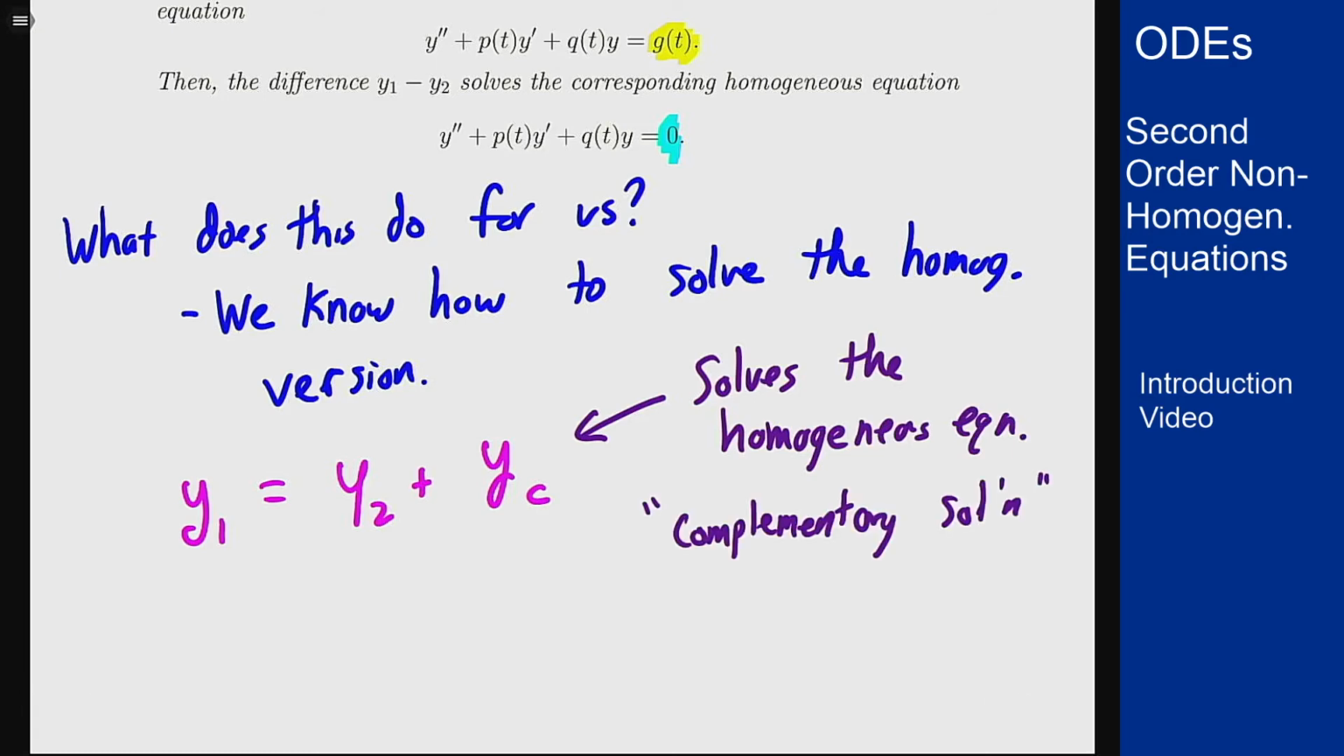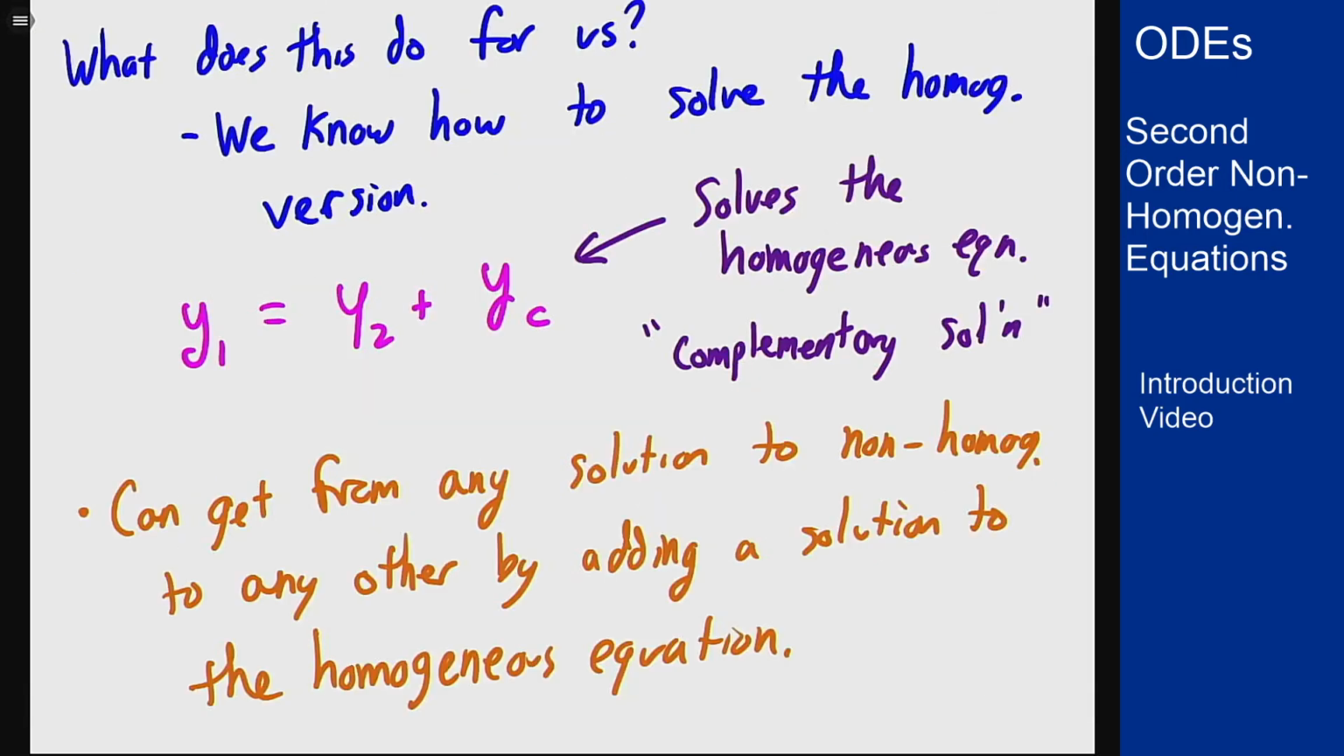And this works for any functions that solve the non-homogeneous equation. So it means that I can get from any one particular solution of the non-homogeneous equation to all other ones just by adding something that solves the homogeneous equation. Which means I only have to find one of these. If I find a single function that solves the non-homogeneous problem, I can then get to every other solution, which you can think about as getting every other initial condition, just by adding a solution of the homogeneous equation, which I already know how to solve. So we just need one solution to the non-homogeneous problem.